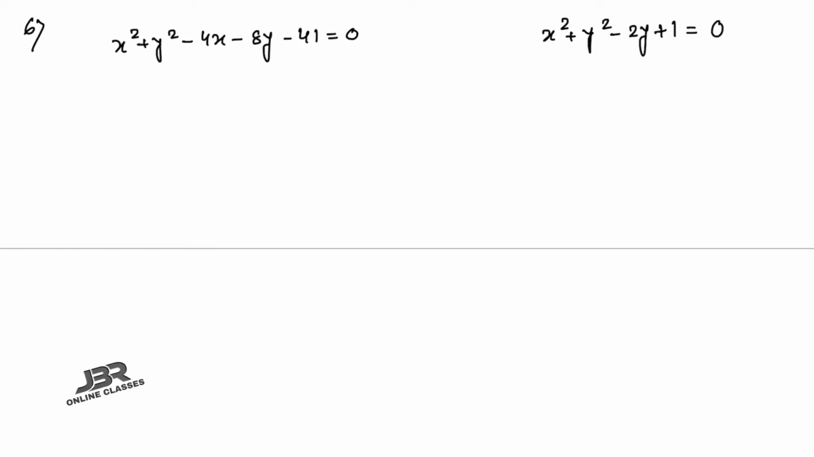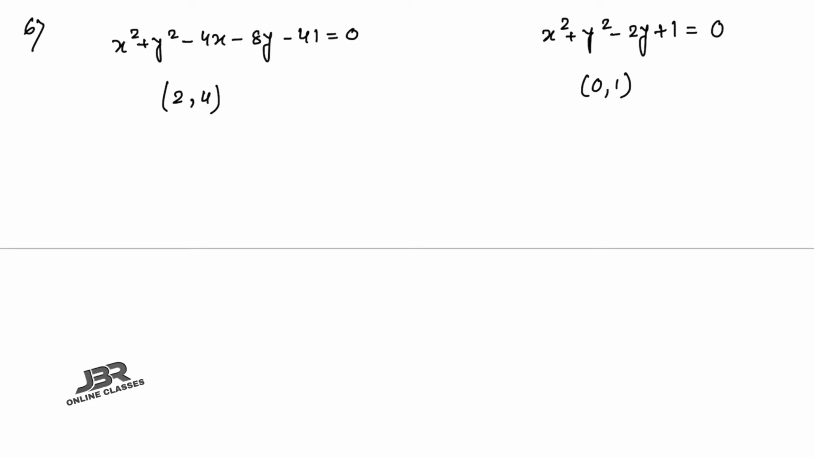Now next one, sum number 6. Find the equation of the circle which passes through the center of the circle x square plus y square minus 4x minus 8y minus 41 equal to 0, and concentric with the circle x square plus y square minus 2y plus 1 equal to 0. Okay, so first you have to find out the center of the first circle. The center of the first circle is (2, 4). I hope you know how to find the center. And the next one, the center is (0, 1).